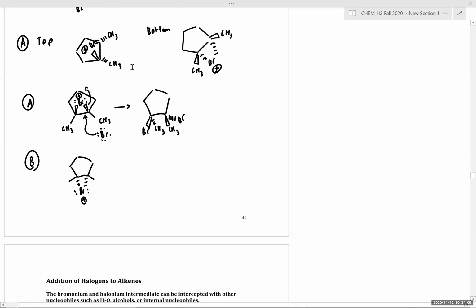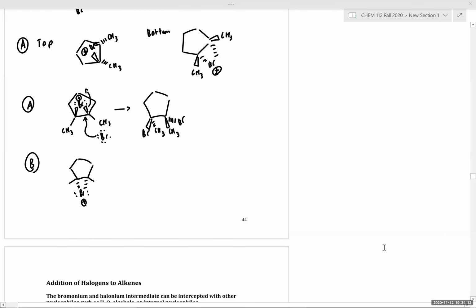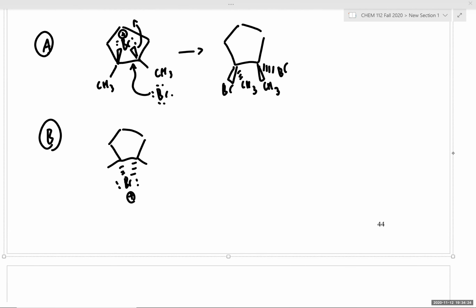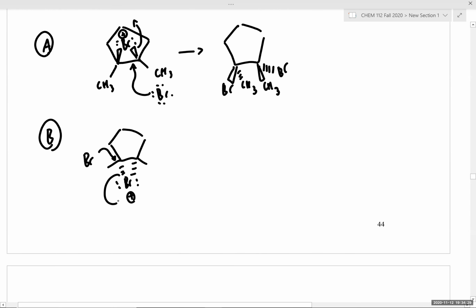Okay, so continuing on with that idea, we are viewing the attack of our bromonium ion from the opposite face. So we're attacking from the top face and we're opening up our bromonium ion. So let's show that on camera. We are opening it up from the left side. The left and right are equally substituted, so there's no preference.